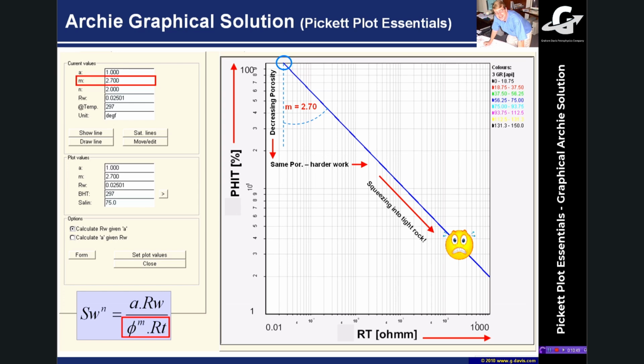Okay, and we could continue down that trend, again decreasing the porosity, and we squeeze into tighter and tighter rock, and what that means is that there's less bulk fluid to conduct the electricity, less fluid conductance, and so therefore the resistivity increases because the bulk volume of fluid decreases.